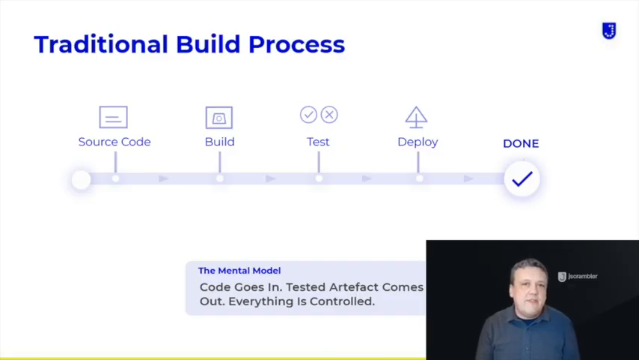If you look at this conveyor belt, this is, I think, how most people think about building software. Code comes in at the start from source control. It goes through a build process. Now, this could be manual, or it could be part of an automated CI/CD pipeline. It gets tested. It gets deployed. And then it's done. Software's shipped.